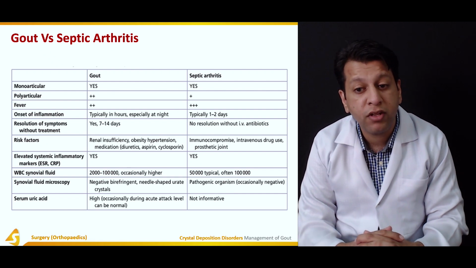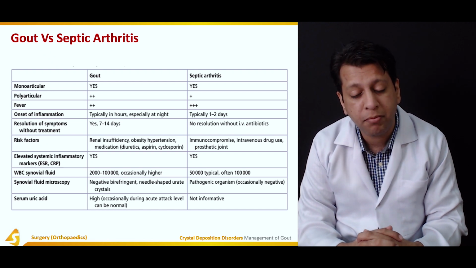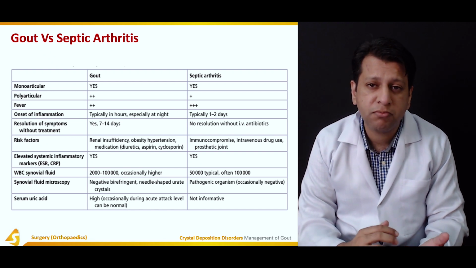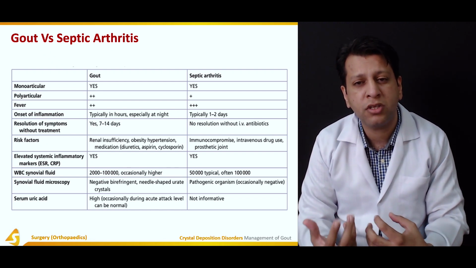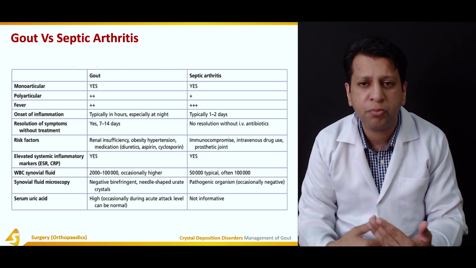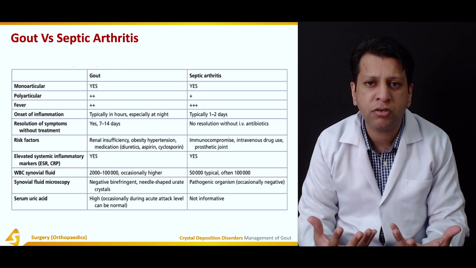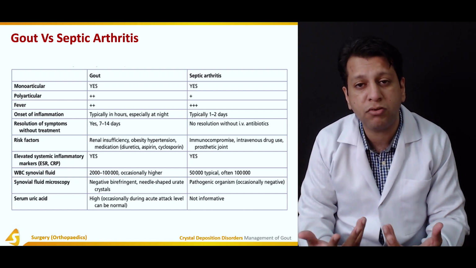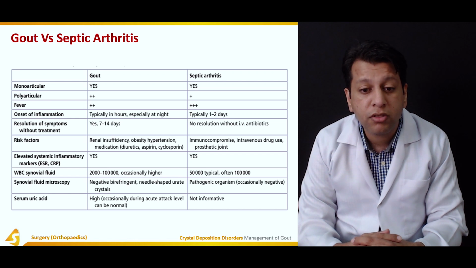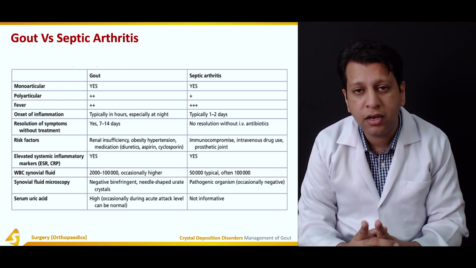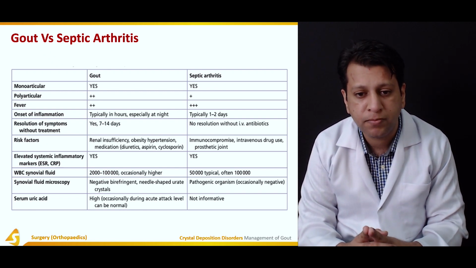There could be a fever, but you see it's 3+ with septic arthritis. With septic arthritis, there's a definitive history of fever. At times, patients present late and there is knee swelling and then they develop a superadded infection. That's why it looks like initially septic, but later on it comes out to be gout. Coming to the resolution of symptoms, usually it takes 7 to 14 days. In case of septic arthritis, it will get worse unless you treat it.